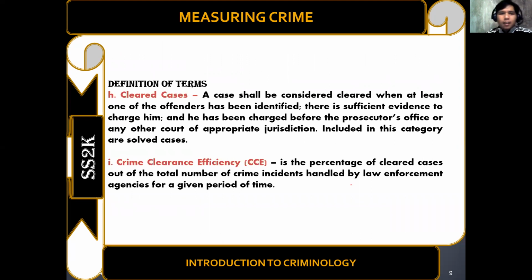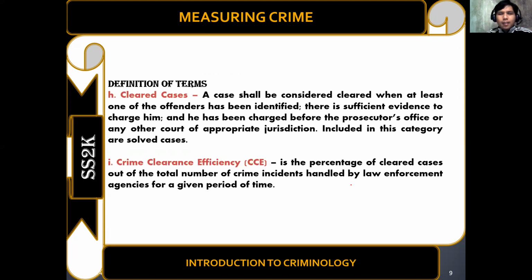Okay? So ano naman po yung cleared cases? What is cleared cases? Cleared cases, ladies and gentlemen, is a case wherein it is considered cleared when at least one of the offenders has been identified, there is sufficient evidence to charge him, and has been charged before the prosecutor's office or to the court of appropriate jurisdiction. Included in this category are solved cases.